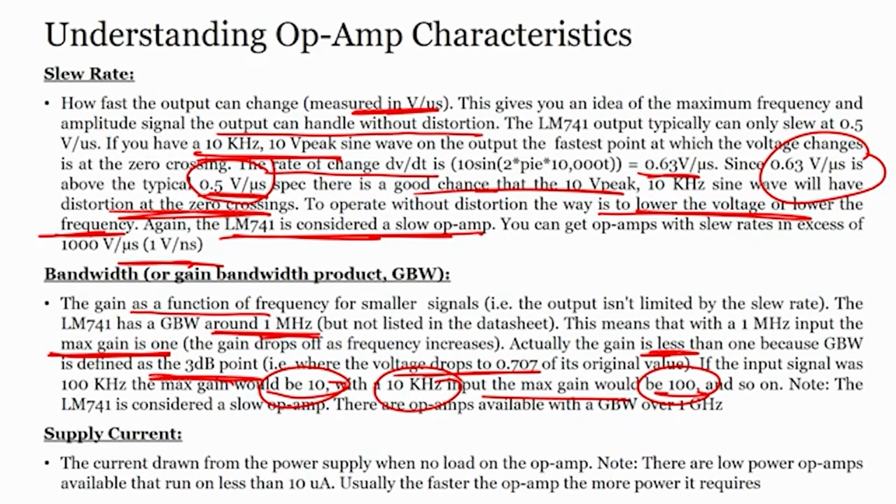So, this is about your bandwidth or gain bandwidth product. Supply current is the current drawn from the power supply when there is no load on the op amp. Okay. So, this is your supply current. There are lower power op amps available that run on less than 10 microampere. Usually the faster op amp runs on more power. It is obvious.